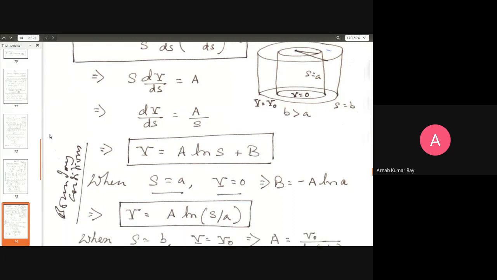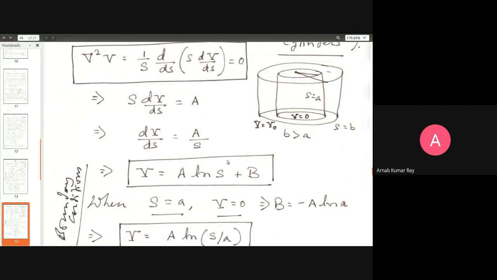Now you shall apply the two boundary conditions as has been written over here. What are the two boundary conditions? The inner cylinder has got a radius A, S is equal to A. The outer cylinder has got a radius S is equal to B. And the potential on the inner cylinder is V is equal to 0, and the potential on the outer cylinder is V is equal to V naught.